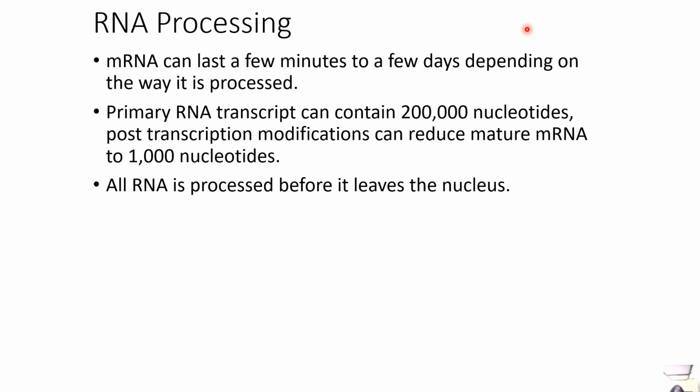The mRNA can last a few minutes to a few days depending on the way it is processed. The primary mRNA transcript can contain 20,000 nucleotides. Post-transcription modifications can produce mature mRNA of up to 100,000 nucleotides. The pre-mRNA is processed before it leaves the nucleus.